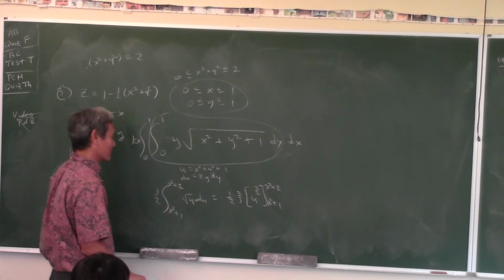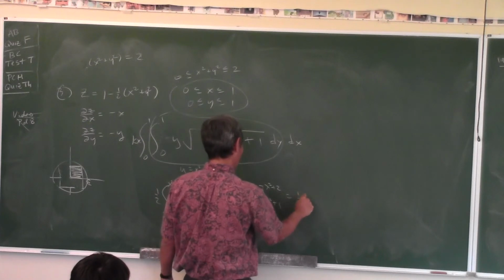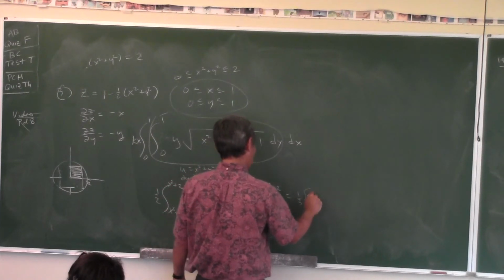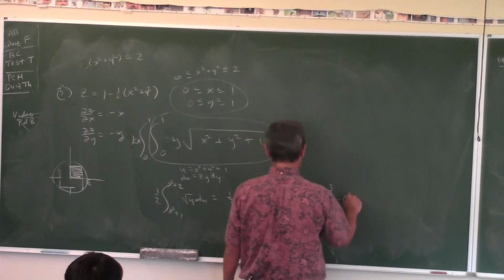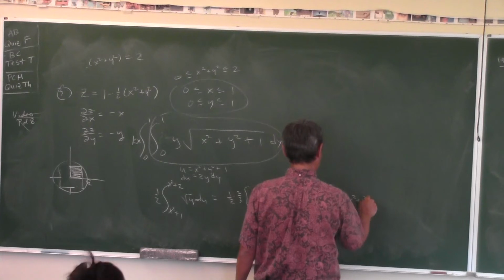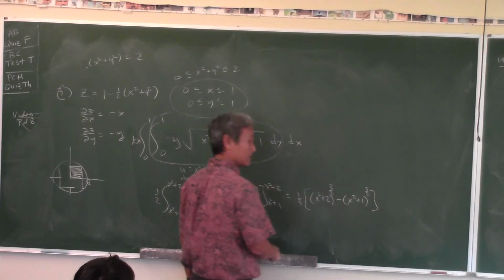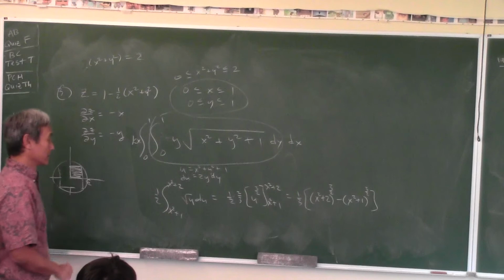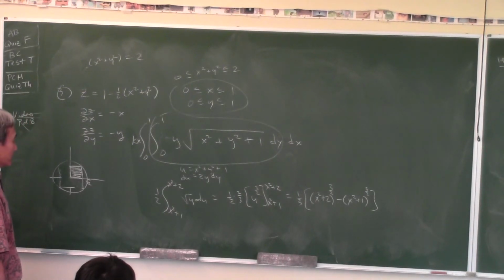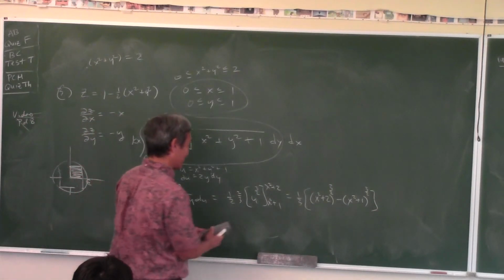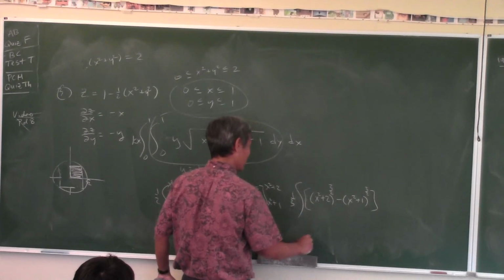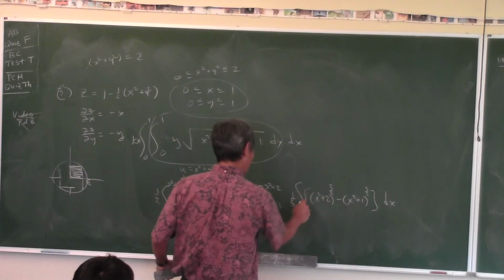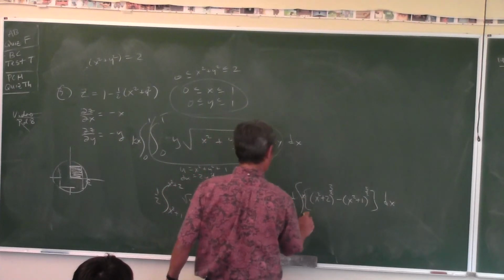Now, this is u substitution. So this becomes 1/3 times x squared plus 2 to the 3/2 power minus x squared plus 1 to the 3/2 power. Okay, is everybody checking? Yeah. Okay, now we gotta integrate that with respect to x. I'm gonna remove this equal sign. We're gonna integrate this with respect to x, but then there's an x now, from 0 to 1.